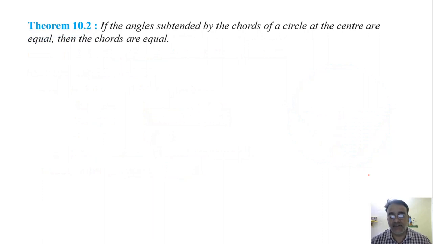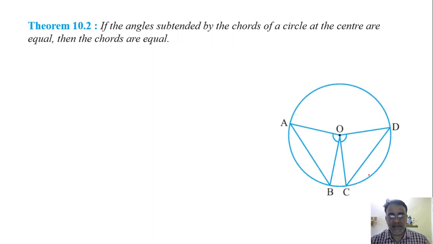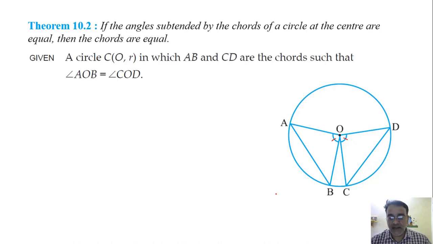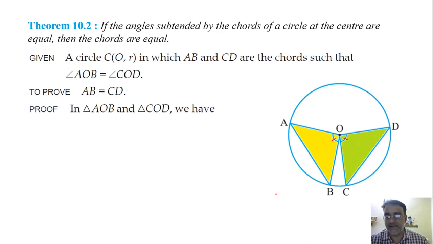Now we'll move toward the second theorem, the converse of 10.1. If the angles subtended by two chords at the center are equal, then the chords are equal. Same diagram. Now these two angles are given equal. Angles subtended at the center are equal, it is given. And what we have to prove? Chords are equal, that means AB is equal to CD. Here also, first we will prove these two triangles congruent. How will we prove it? OA is equal to OC. Why? Radii of the circle. Right. And OB is equal to OD.